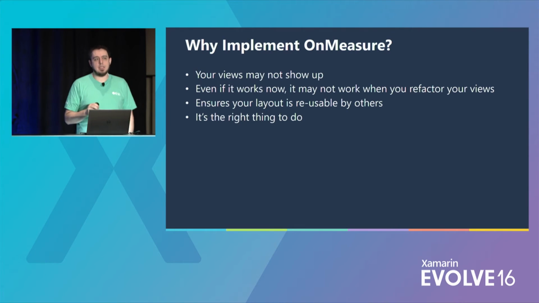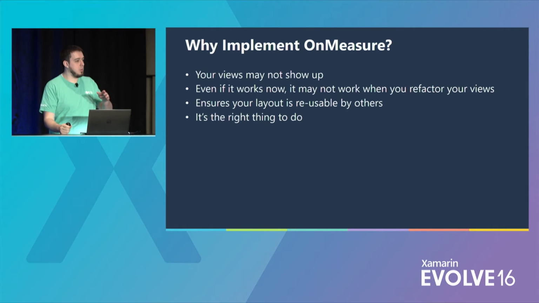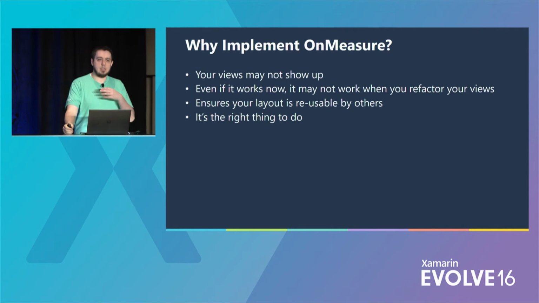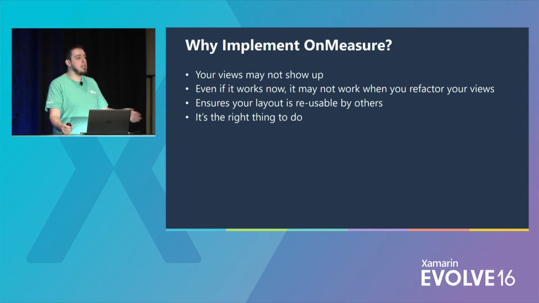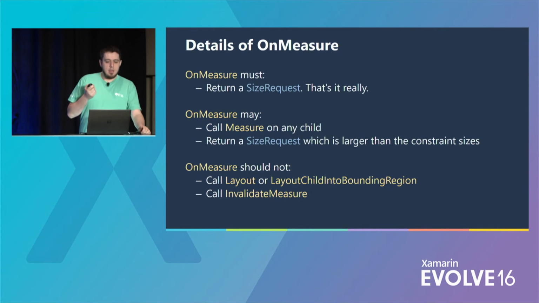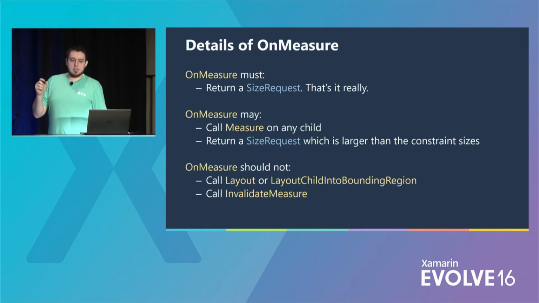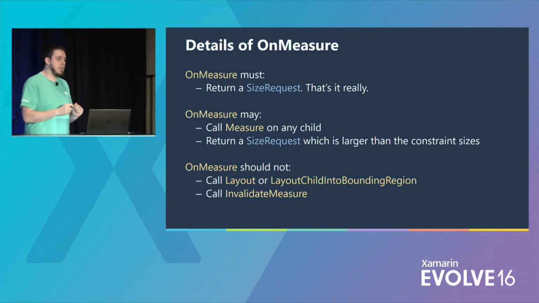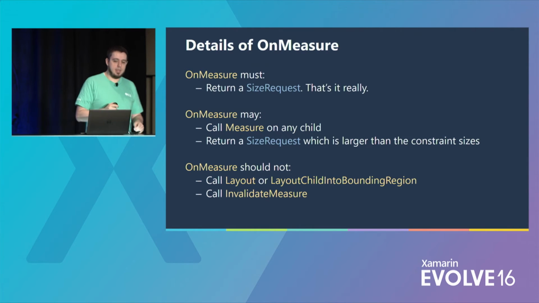There are plenty of cases where you'll implement a view and it will work just like we just had. And you'll think, great, I'm done. And you haven't done on measure. You've made a mistake. On measure must return a size request. That's the only requirement. You can hard code a size request if you really want. Don't do it, but you can.